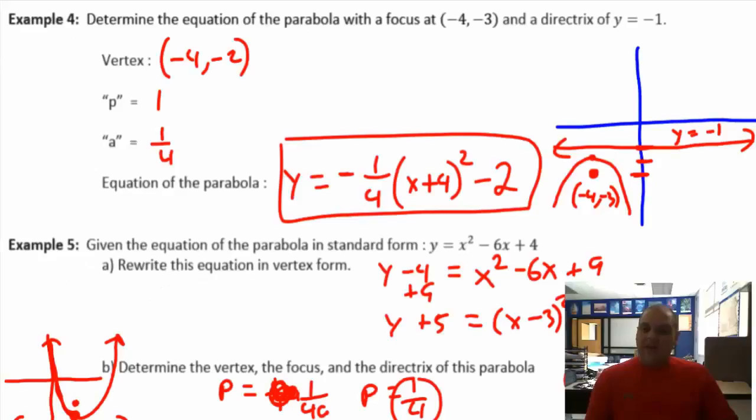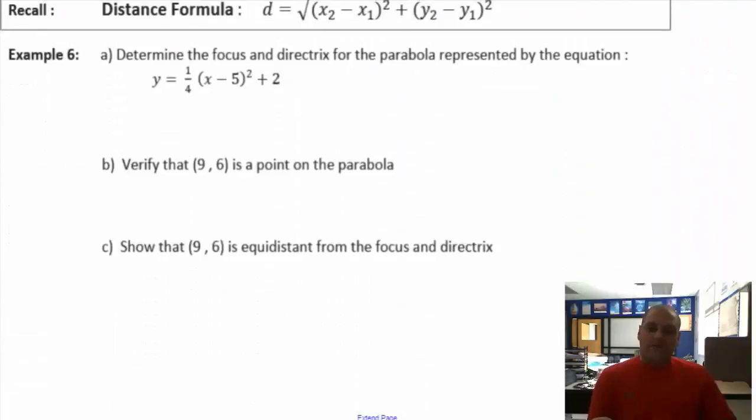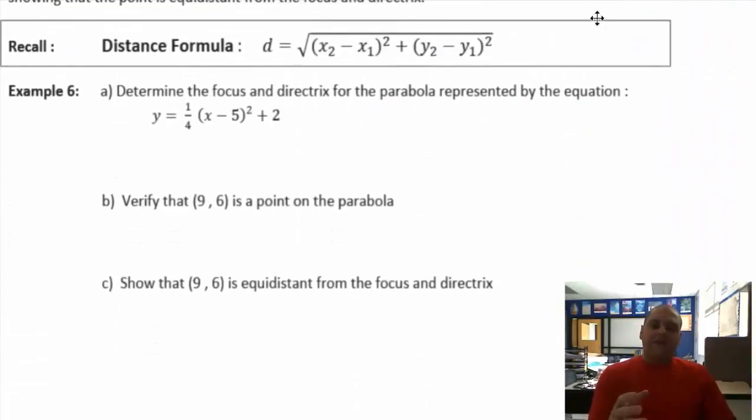And the last one, example 6, we're going to save for class, because that's using the distance formula to just check our work, basically. So pretty much with the lessons done on video, example 6 is just a check, and we're going to do that together tomorrow, right before that warm-up. We'll see you then.